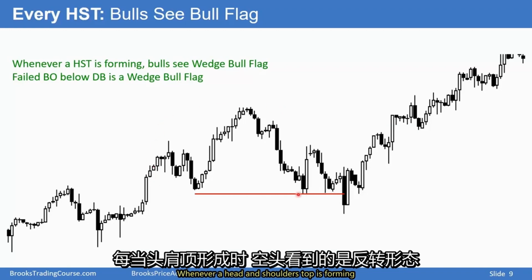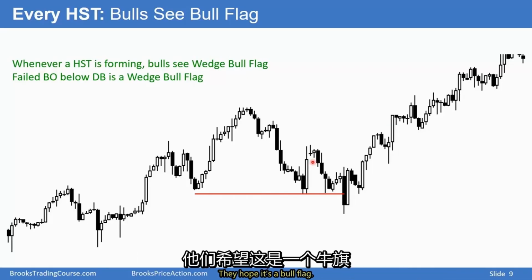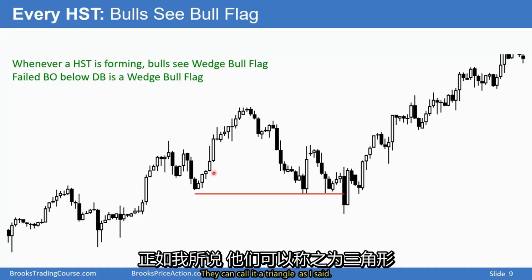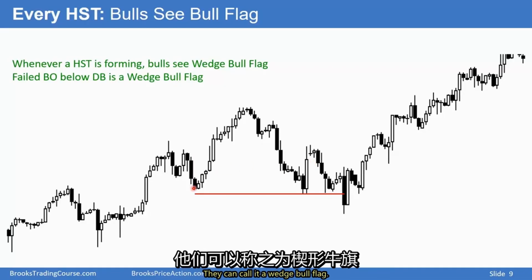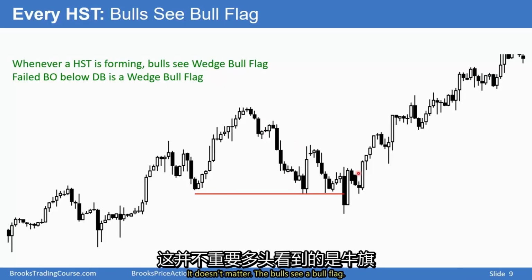Whenever a head and shoulders top is forming, the bears see a reversal pattern, a head and shoulders top, and the bulls see a trading range. They hope it's a bull flag. They can call it a triangle, as I said. They can call it a wedge bull flag. They can call it two legs down to a high two bull flag. It doesn't matter. The bulls see a bull flag.